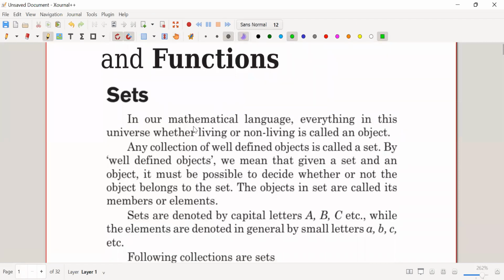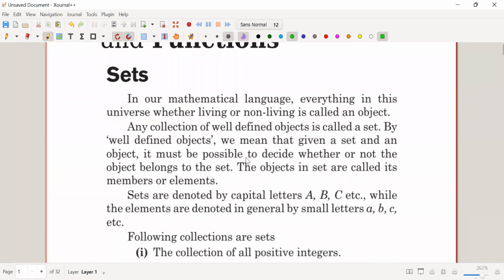Sets. In a mathematical language, everything in this universe, whether living or non-living, is called an object. Any collection of well-defined objects is called a set. By well-defined objects, we mean that given a set and an object, it must be possible to decide whether or not the object belongs to the set.